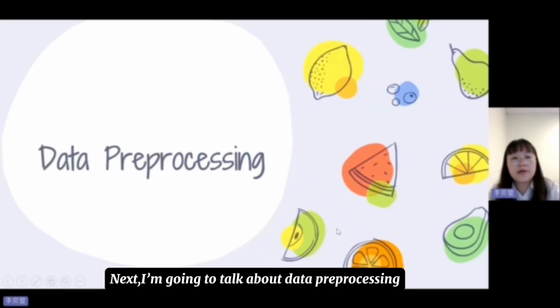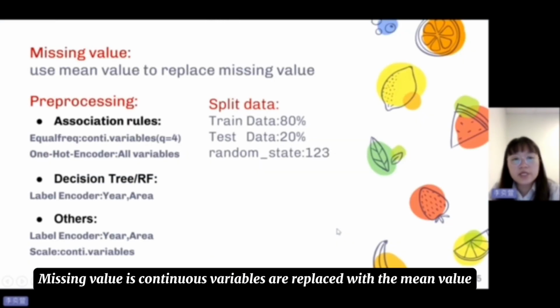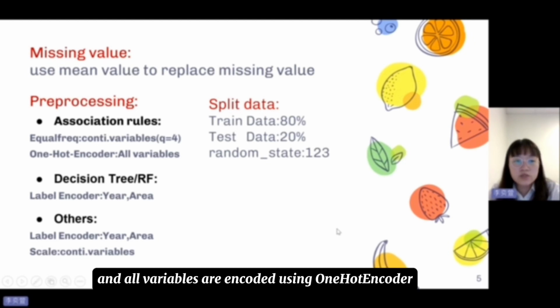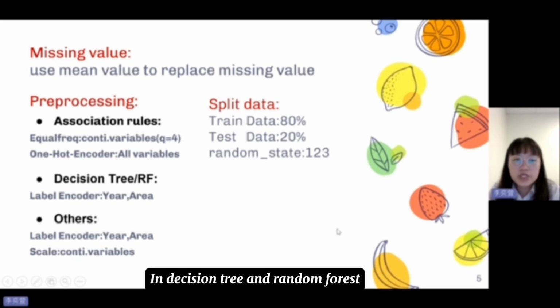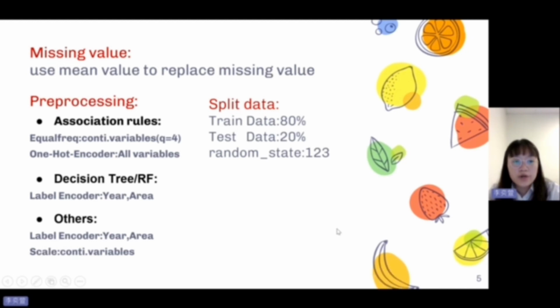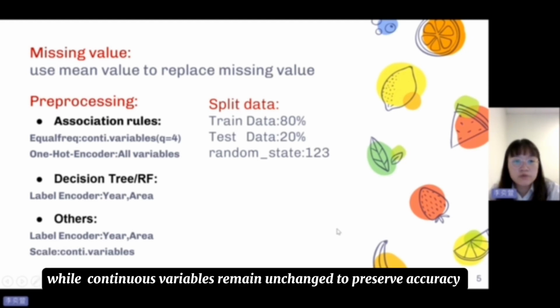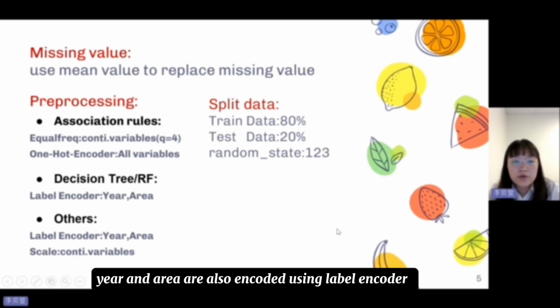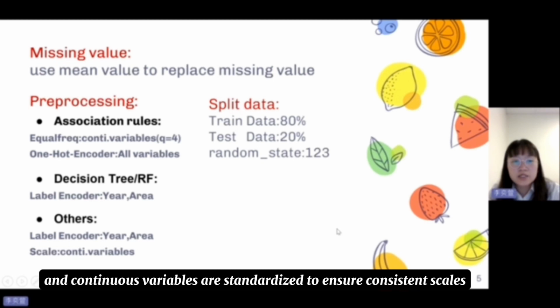Next, I'm going to talk about data preprocessing. Missing values in continuous variables are replaced with the mean value. Continuous data is discretized into 4 equal-frequency groups, and all variables are encoded using one-hot encoder. In decision tree and random forest, year and area are encoded using label encoder, while continuous variables remain unchanged to preserve accuracy. In other machine learning methods, year and area are also encoded using label encoder, and continuous variables are standardized to ensure consistent scale.